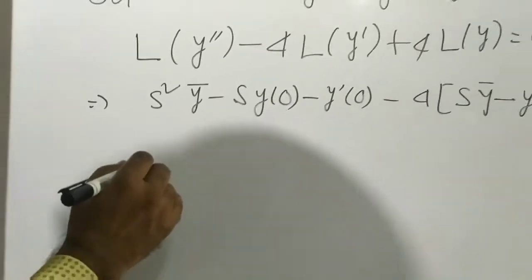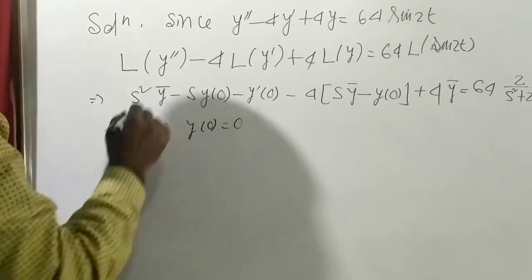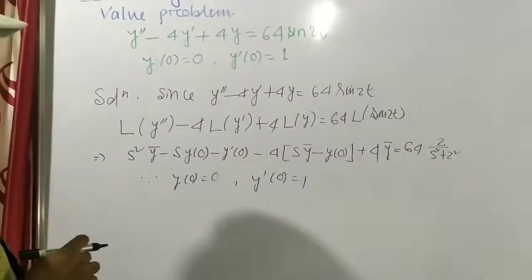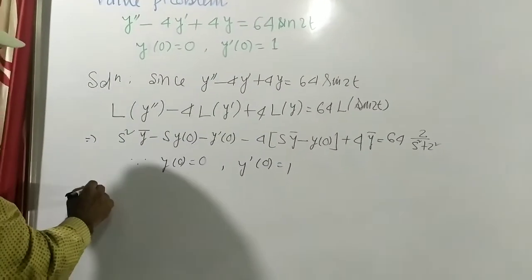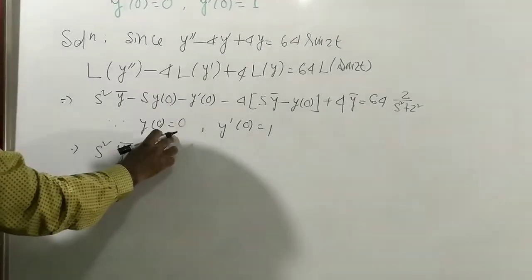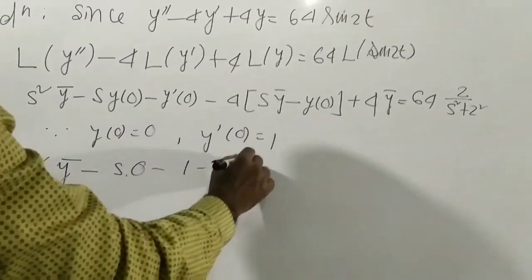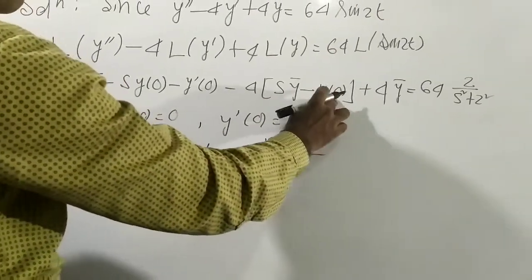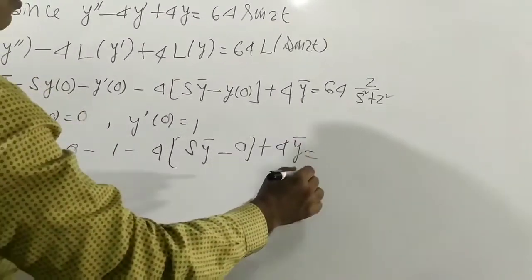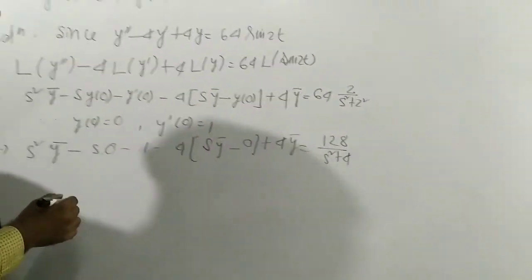Our initial conditions are given: y(0) = 0 and y'(0) = 1. Now putting these initial conditions in this equation, s^2 y bar - s y(0), where y(0) is 0, minus y'(0), this is 1, minus 4 times s y bar - y(0), this is 0, plus 4 y bar equals 128 by s^2 + 4.